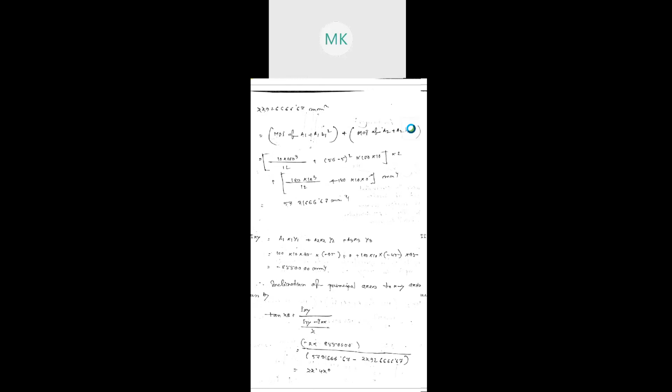So after this, the same things we need to repeat again. After finding the theta, we need to find the moment of inertia about the two principal axes, IUU and IVV. We have already calculated IXY, IXX, IYY, so again we need to put these values in the formulas, and you will get this value.